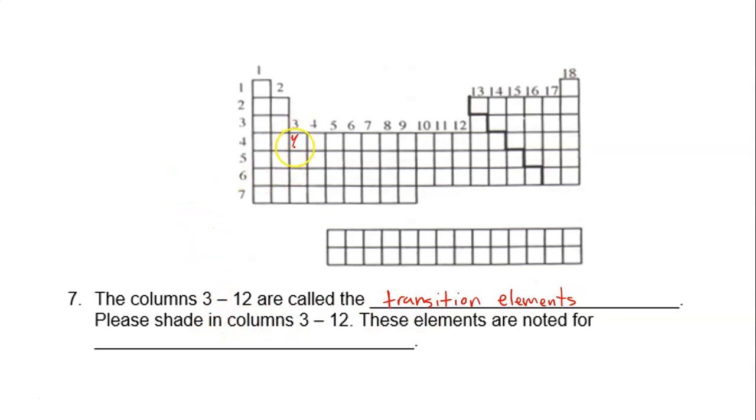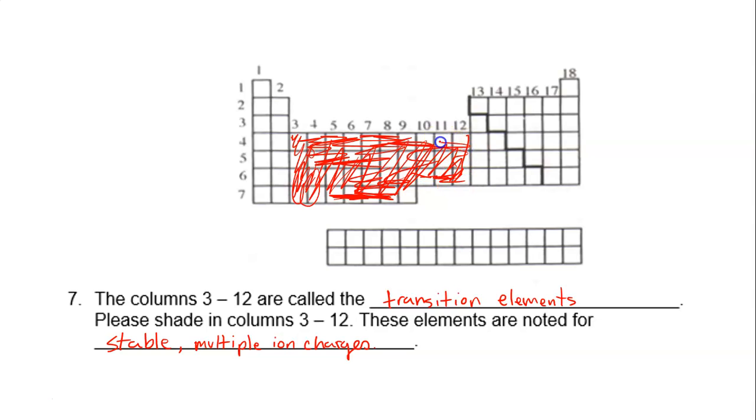Right? And so everything from 3 through 12, all of these things right here. And they're known for being quite stable and having multiple ion charges. Okay, which means that they can lose different amounts of electrons in an ion form, where many of the other elements cannot do that.